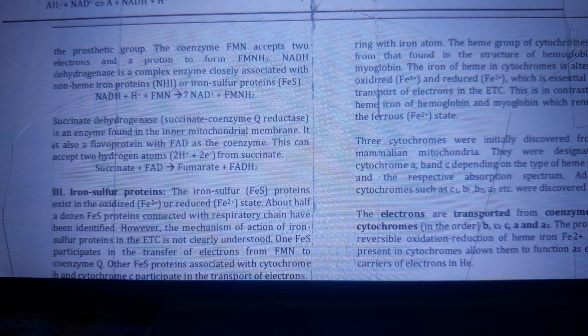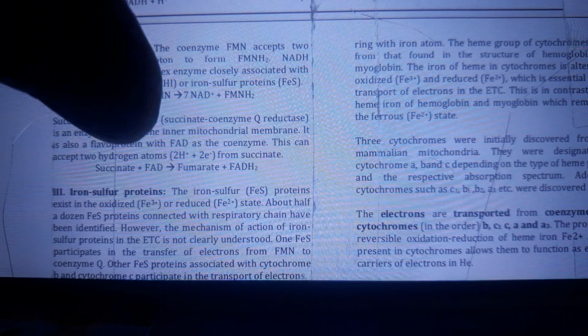Succinate dehydrogenase, succinate coenzyme Q reductase, is an enzyme found in the inner mitochondrial membrane. It is also a flavoprotein with FAD as the coenzyme. This accepts 2 hydrogen atoms, 2H plus and 2e, from succinate: succinate plus FAD gives fumarate and FADH2.